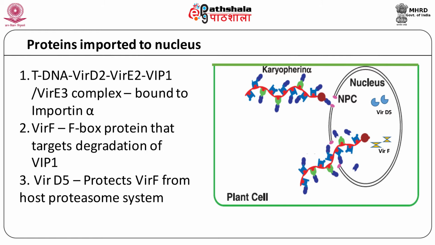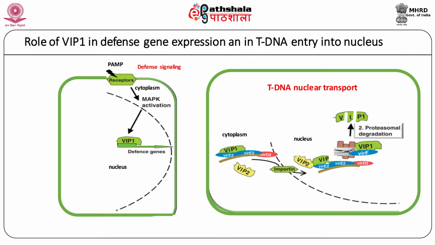VirF is an F-box protein that brings about ubiquitination of VIP1 and targets it for proteasomal degradation. VirD5 binds to VirF and prevents the plant proteasomes from rapidly degrading VirF, hence allowing the latter to degrade VIP1. The plant VIP1 protein is a transcription factor that is phosphorylated by the MAP kinase signaling pathway in response to recognition of pathogen by the plant. Phosphorylated VIP1 then enters the nucleus and induces expression of defense genes.